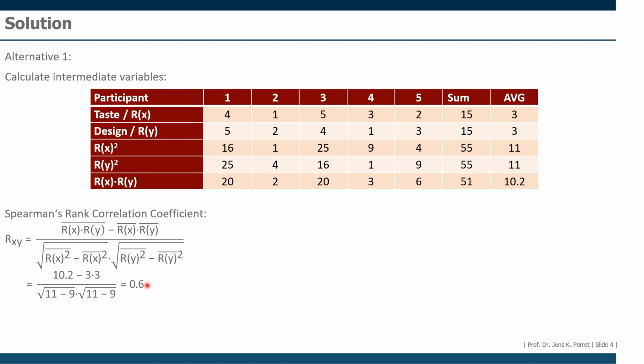Well, that's a version to calculate this rank correlation coefficient in either case. So even if you have ranks which are assigned twice, 3 times, 4 times, how often you like, you can still use this version. But since each rank is assigned only once here, we can also use a shortened version. And that's what I'm going to do as alternative 2 on the next slide.